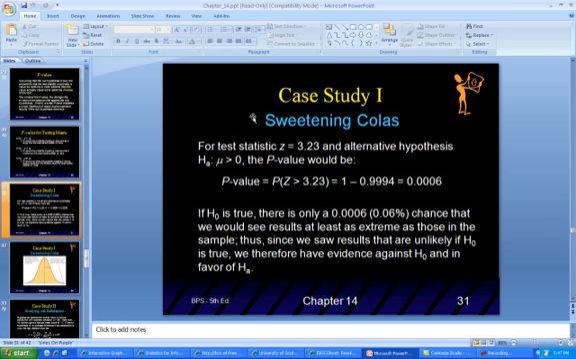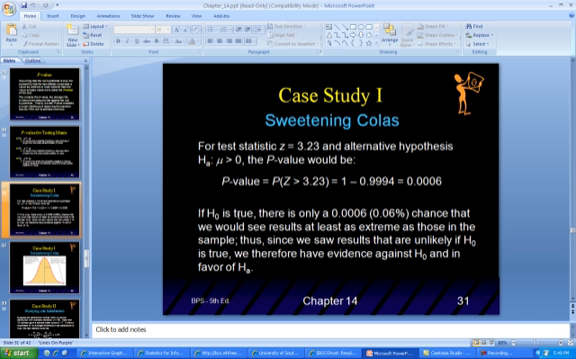Okay, so we go back to the sweetening colas, case study 1. Now this test statistic z was 3.23. Is that really significant? The alternative hypothesis was that mu is less than 0. The p-value would be, you take 1 minus the value for 3.23. We find the z value of 3.23, and we subtract it from 1, because that's the percentage, and you get 0.0006.